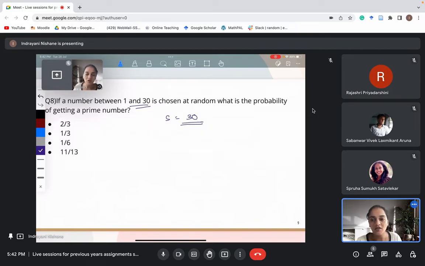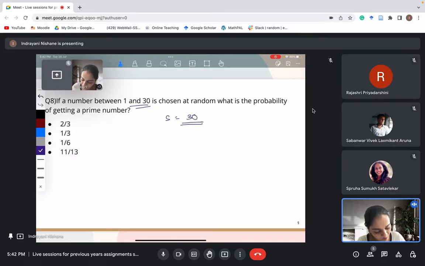So total possible cases would be 30, any number between 1 to 30. Now what is our desirable cases? Desirable cases are the prime numbers between 1 to 30. So let's try to list all the prime numbers between 1 to 30.